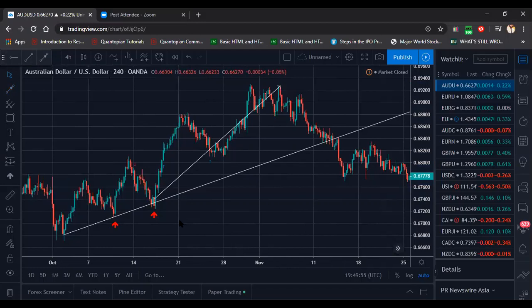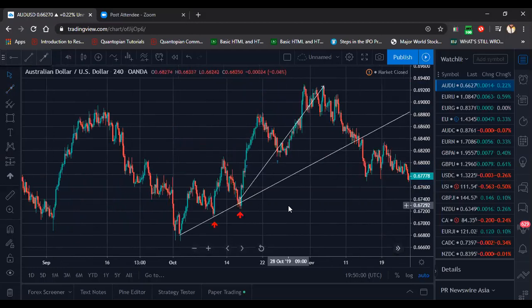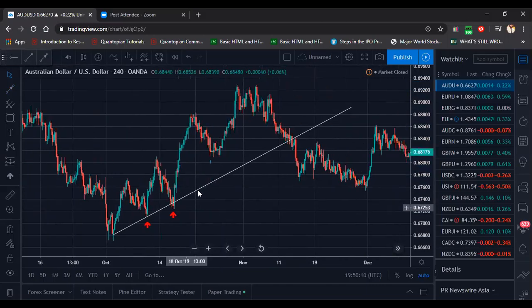So note, I hope you guys are taking notes, because these are things you should have at your fingertips. It shouldn't be something you always have to refer to for support and resistance, right? So this is for an uptrend.